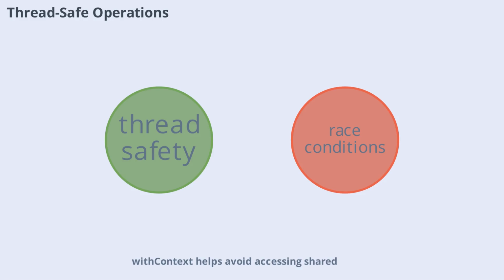withContext helps avoid accessing shared resources directly from the main thread, ensuring thread-safe operations. By running tasks in the appropriate dispatcher, you minimize the risk of race conditions and data corruption. This is especially important in multi-threaded environments, where proper thread management is crucial for application stability.